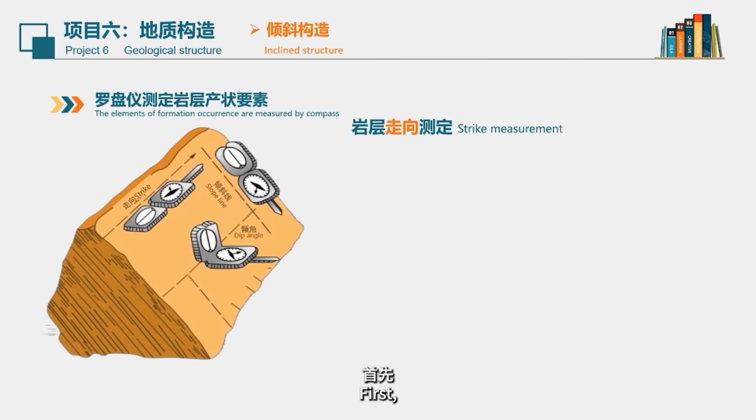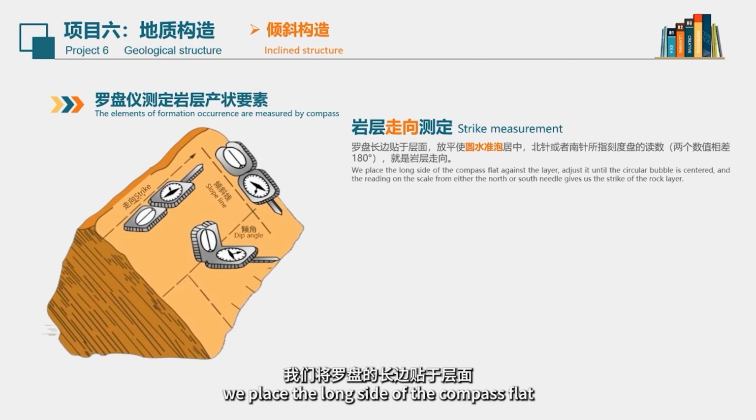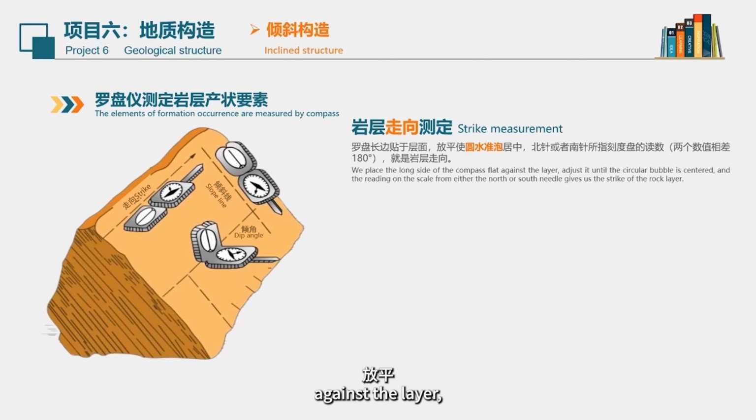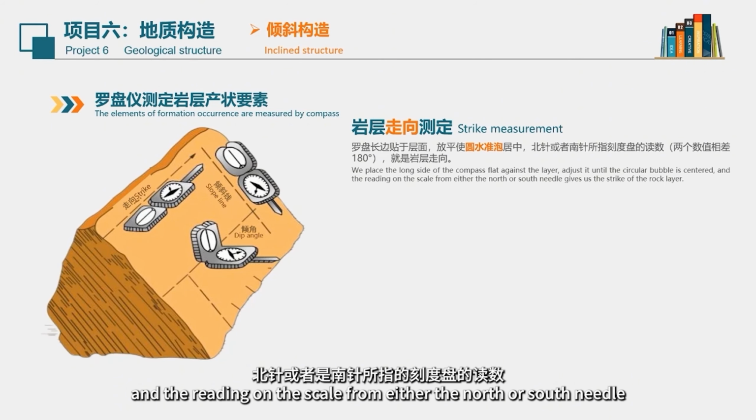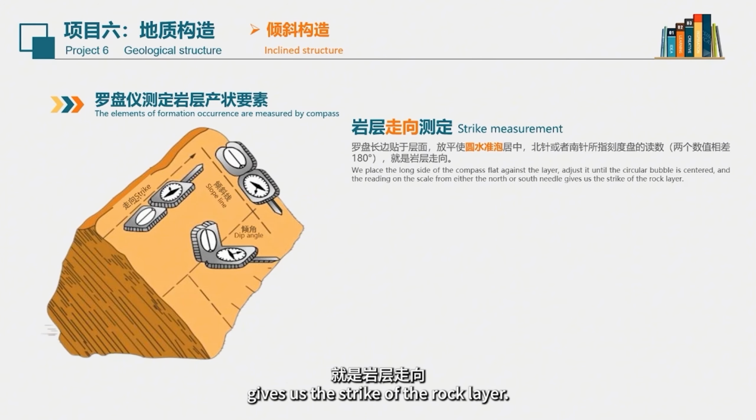First, we place the long side of the compass flat against the layer. Adjust it until the circular bubble is centered. And the reading on the scale from either the north or south needle gives us the strike of the rock layer. As mentioned earlier, the rock layer strike has two azimuths that differ by 180 degrees.